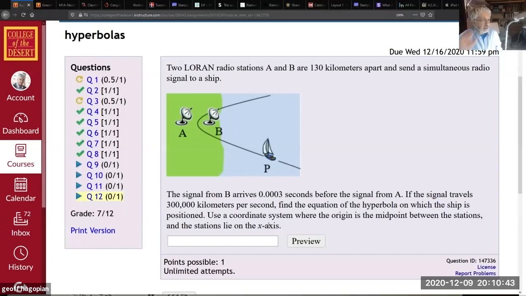Right, so we want the center of our hyperbola to be the center of our coordinate system. Okay, so I'm going to set this up here in my pencil and paper, which I'll show you here in a minute. And then we'll do what we can in the remaining seconds. Okay, where's our pencil and paper?